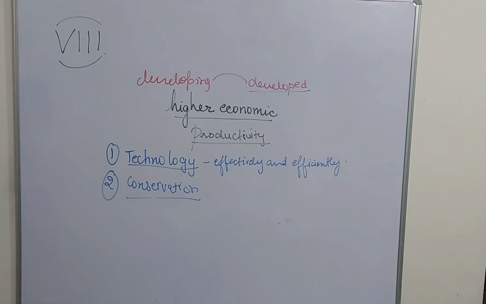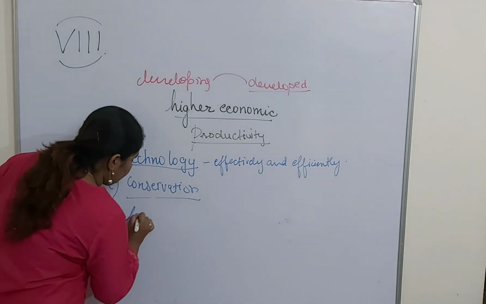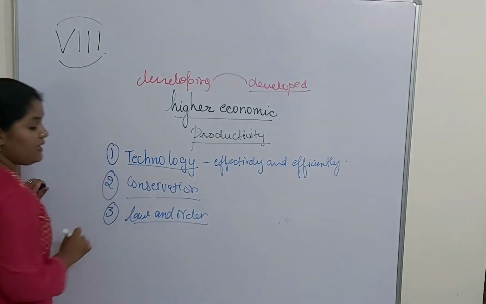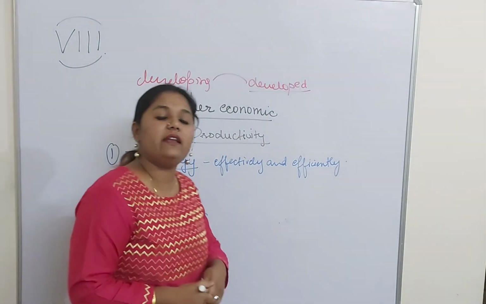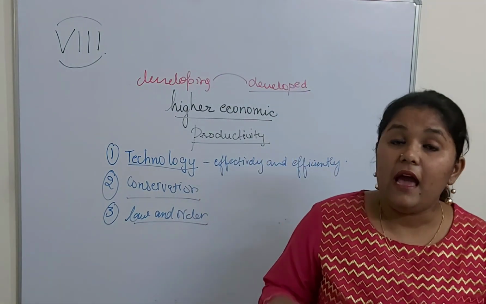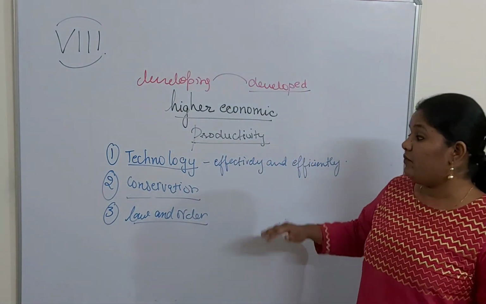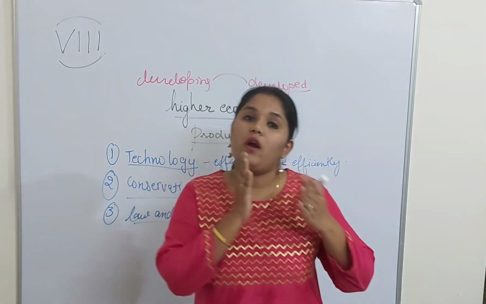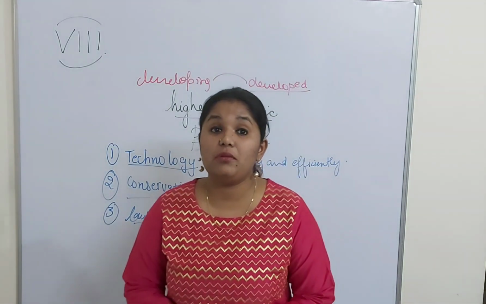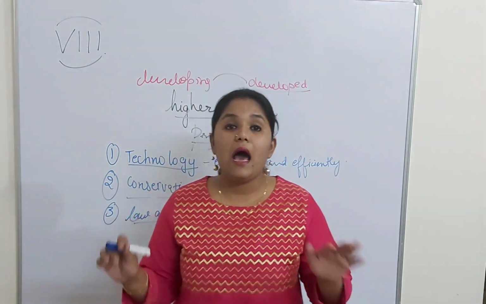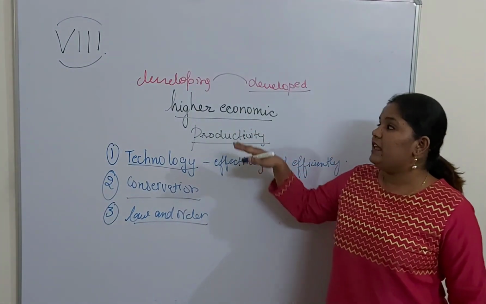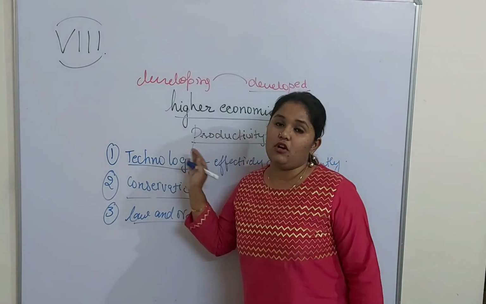Now we are going to talk about the third method, which is called law and order. How is economic productivity affected by law and order? We all know that law and order is maintained by the government at the national level and in fact at the state level too. When we are talking about law and order, that means people should agree with whatever decision is taken by the government. There should be peace and harmony among the people. In case a country lacks law and order, then there will be no high economic productivity.